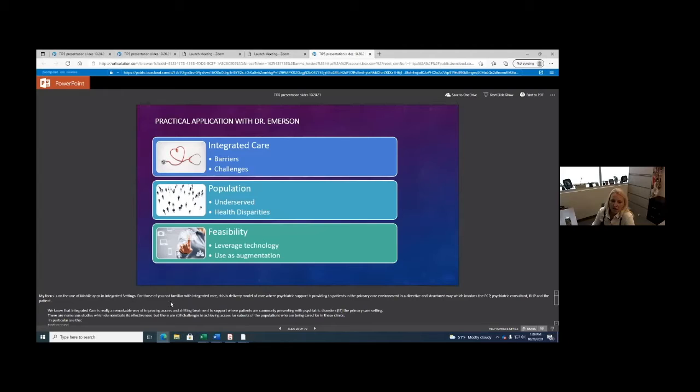We know from the literature and Cochrane reviews that integrated care is a remarkable way of improving access to care. It shifts treatment support to where patients commonly present in the primary care environment for a lot of conditions such as depression, anxiety, and that sort of thing.